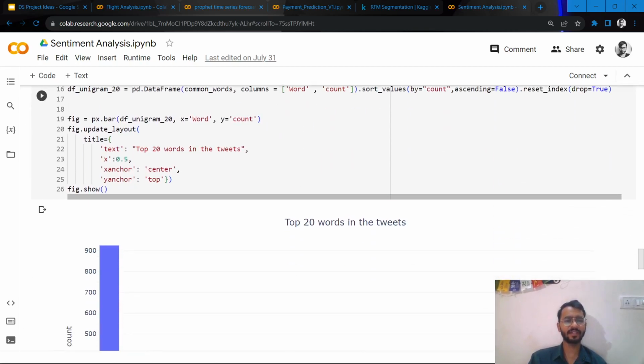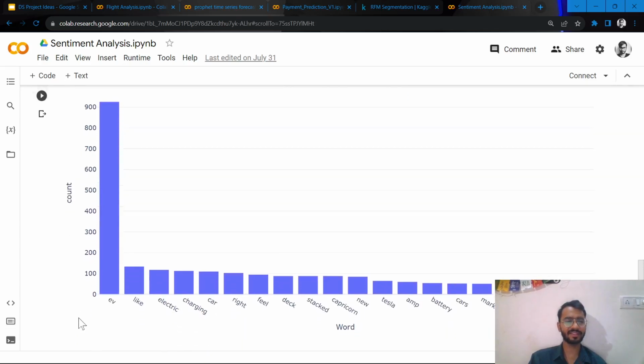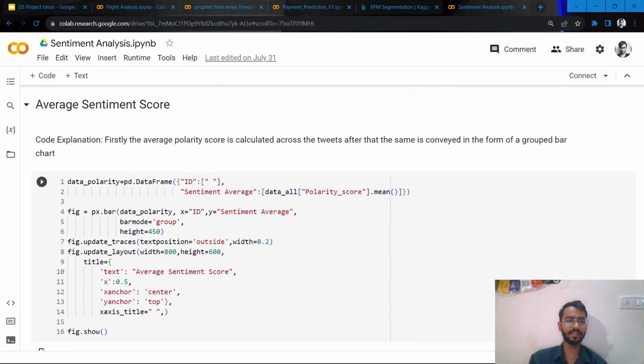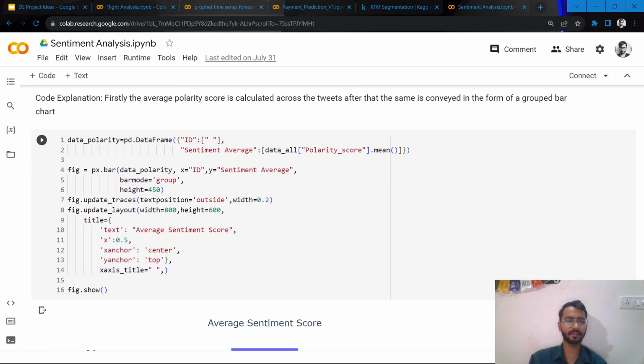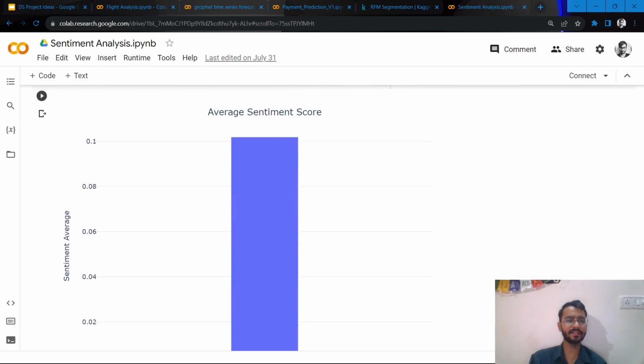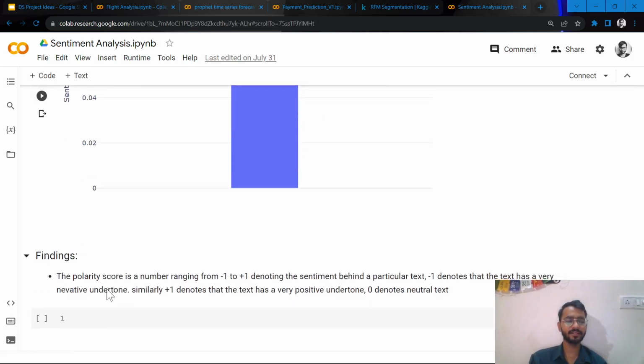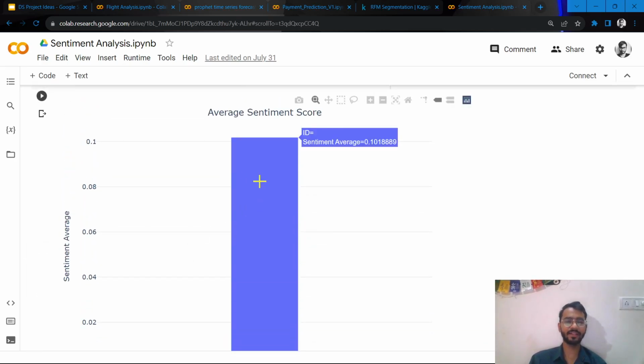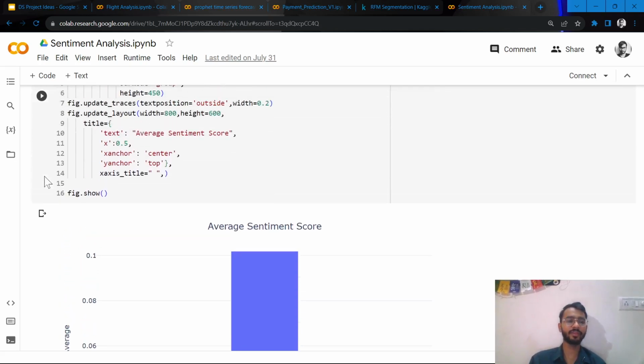Then I've done some EDA where I'm identifying the top 20 words, such as EV and charging. Then I've used a pre-trained model known as TextBlob to get the polarity of my tweets. The polarity is a score between -1 and +1, which denotes how positive or negative a particular text is. My average polarity comes out to be 0.01, which tells us that we have a very neutral sentiment about electric vehicles in the UK.